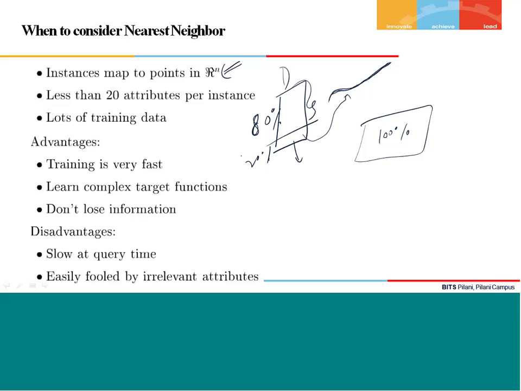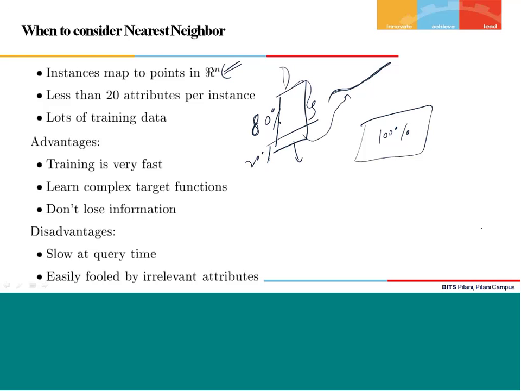It is also easily fooled by irrelevant attributes. So let's say there are 20 attributes and only 2 attributes have information regarding the label, and 18 are irrelevant, just a waste. When you calculate the Euclidean distance, those 18 attributes will also play a role. Even though they give no significant information for the label, when you calculate the Euclidean distance they may result in greater distances than there should be.